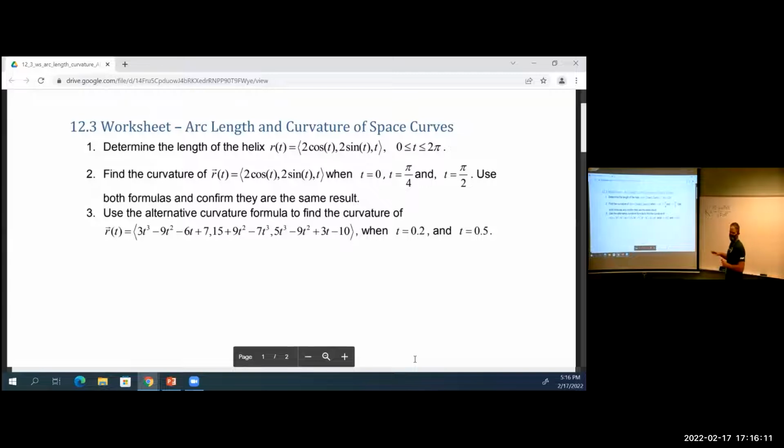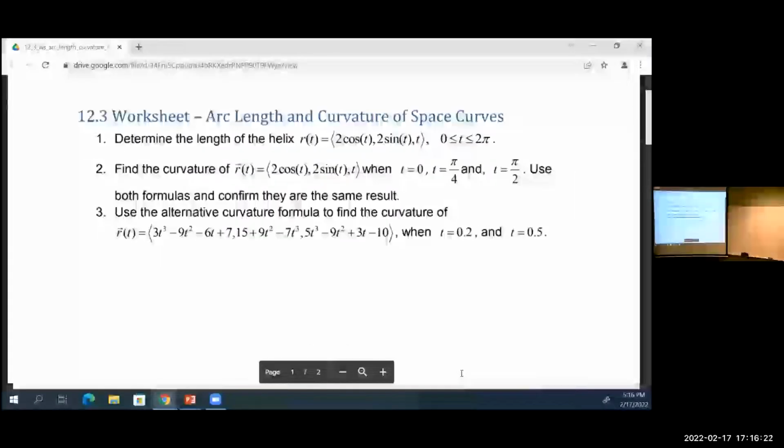Can you guys see that one okay? Actually, why don't I do this? Here is the worksheet, so if you don't mind passing these around, that way you have it right in front of you. Okay, to begin with, there's really nothing crazy going on.